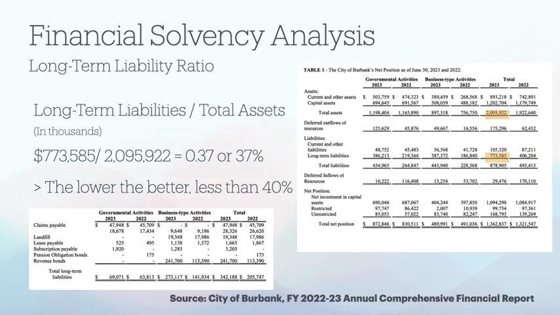The next ratio that we'll take a look at is the long-term liability ratio. This is a solvency ratio that provides a snapshot of the long-term liability obligations of a city against its total assets. The city has long-term liabilities of $773,585,000 against its total assets of $2,095,922,000. This yields a ratio or a percentage of 37%, and in this case, we want this percent to be lower. The lower the better. In fact, less than 40% would be ideal.